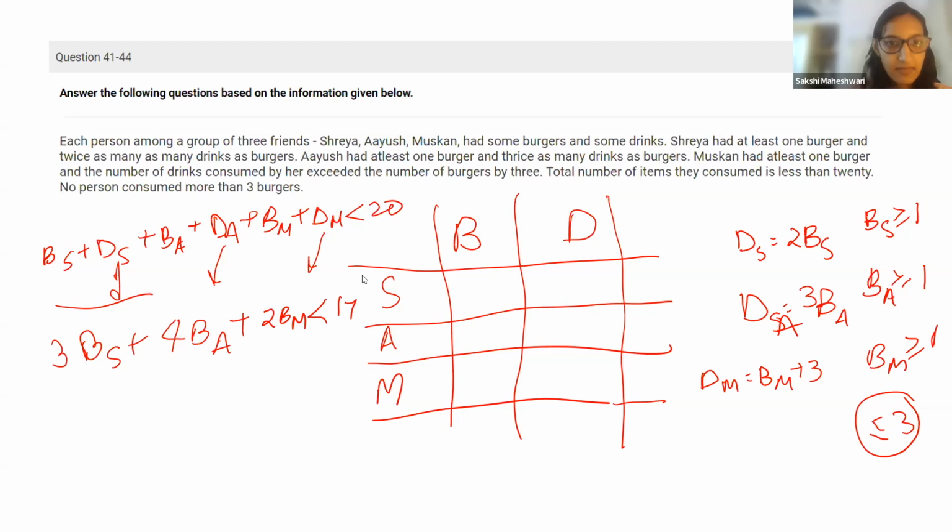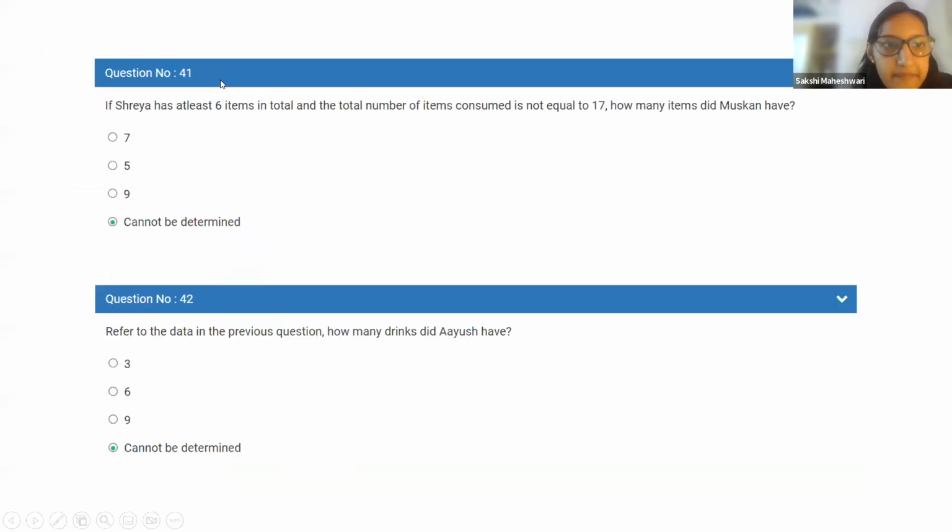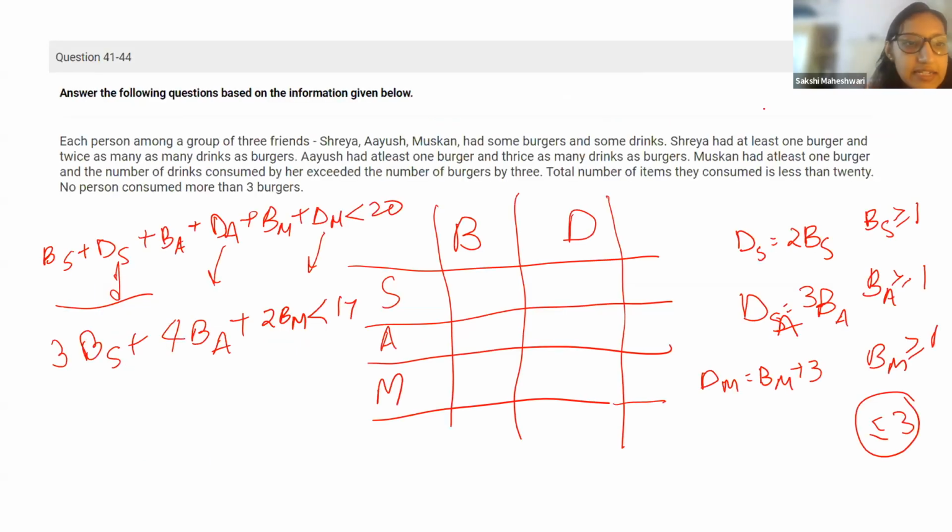Okay. Now let's see the questions we have, and then accordingly we can go forward. So if Shreya had at least 6 items in total, and the total number of items consumed is not equal to 17, how many items did Muskan have? So Shreya has at least 6 items. That means BS is greater than or equal to 2, so BS can be equal to 2 or 3, since more than 3 we cannot have.